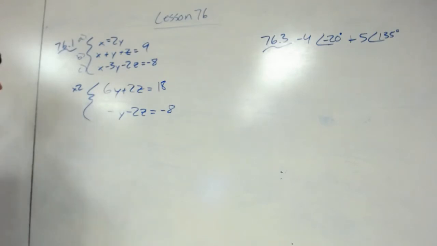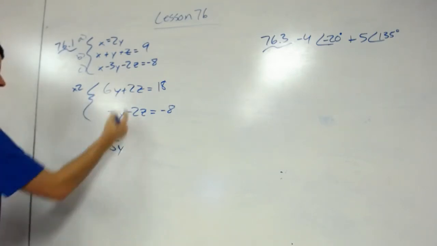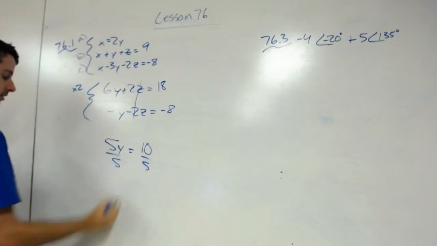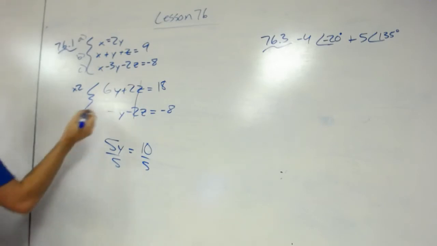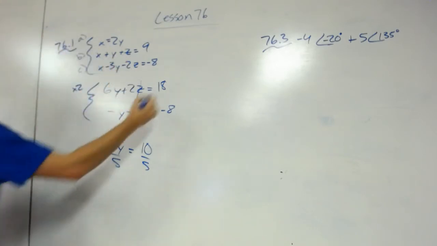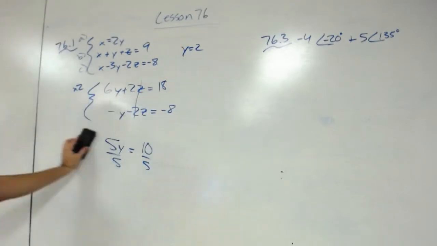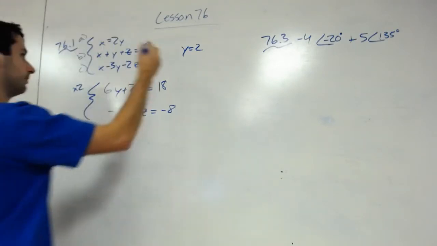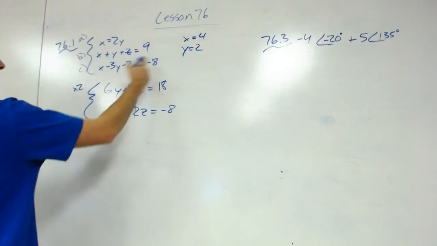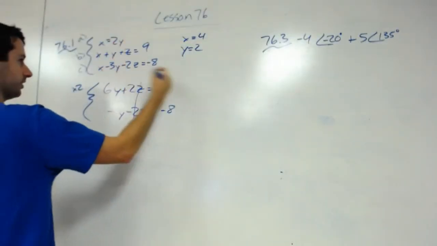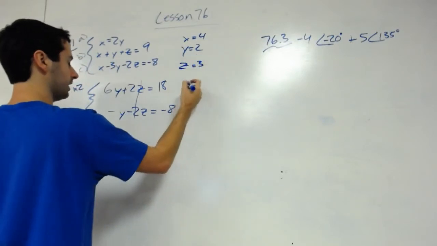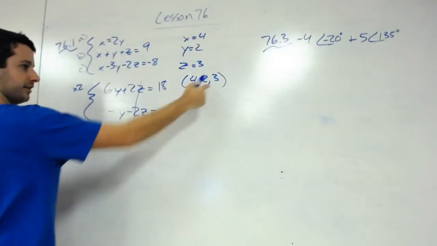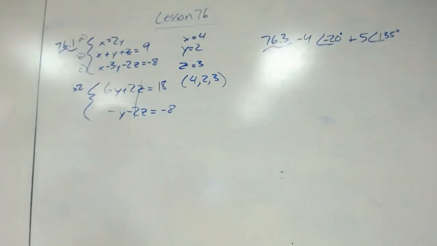We stack and add. 6y minus y is 5y. Those cancel, and that equals 10. And how convenient, y equals 2. So now we know y equals 2. Well, that gives us x. X would then be 4. And plug it in: 4 plus 2 is 6, 9 minus 6, z is 3. How you write your answer is 4, 2, 3. You go alphabetical order, x, y, z. And that's all there is to that substitution.